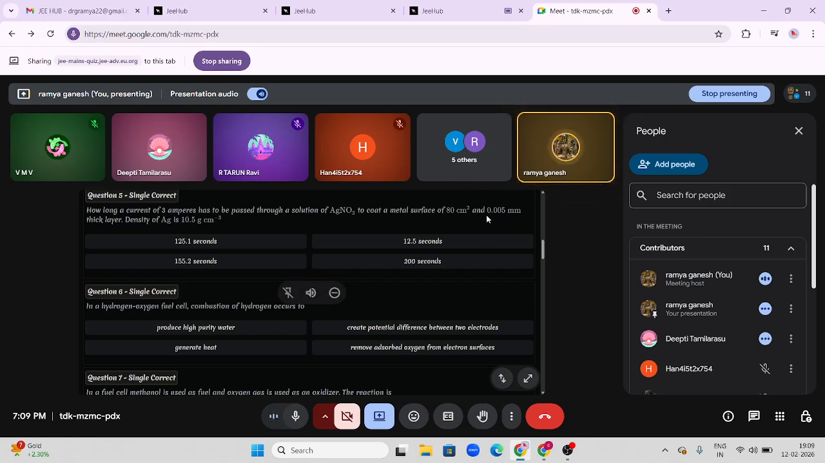So, density is equal to mass by volume. So, area into thickness will give you the volume here. But remember, it is in millimeters, so you have to convert it into centimeter, multiplied by 10 power minus 1. Multiply density with your volume, that will give you mass here. What should be the next step?